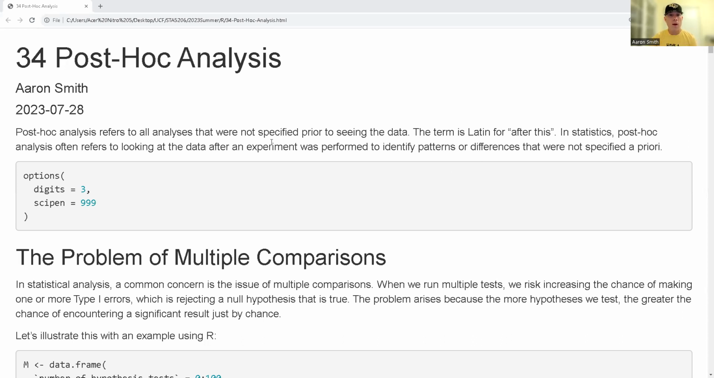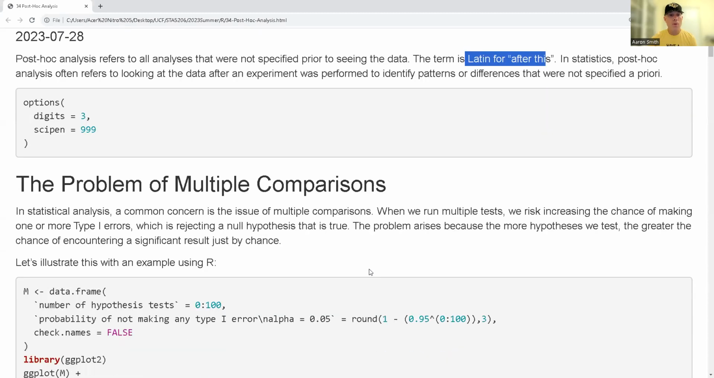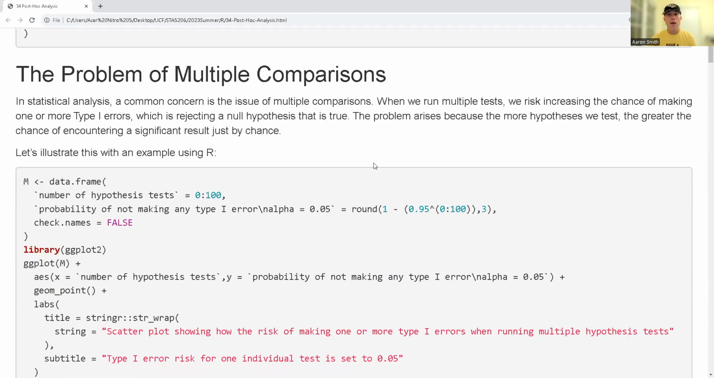post hoc analysis is the analysis that we're going to be doing after we've reached the conclusion that we need to dig in deeper. So we have this Latin for "after this." In statistics, post hoc analysis often refers to looking at the data after an experiment was performed to identify patterns or differences that were not specified a priori. Now, the multiple comparisons problem is that when I run more tests, there's more opportunities for a mistake. So the probability of not making a mistake goes down. And so we're going to need to make an adjustment on some things.